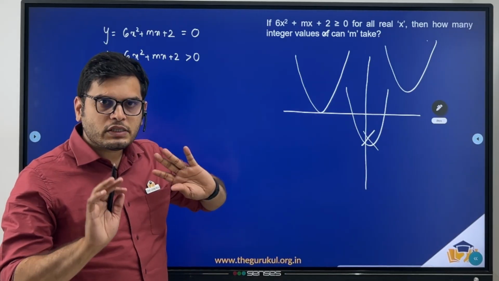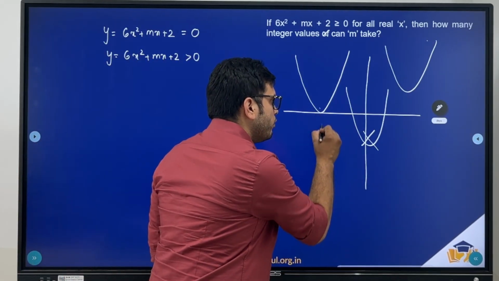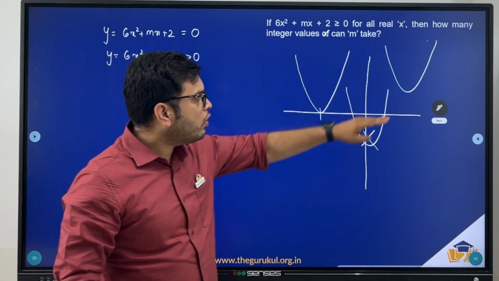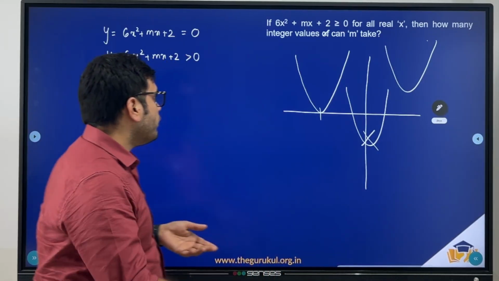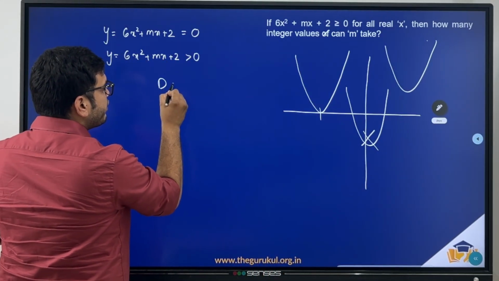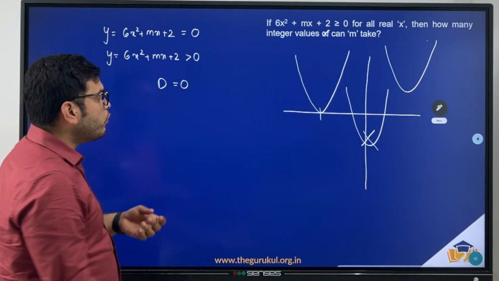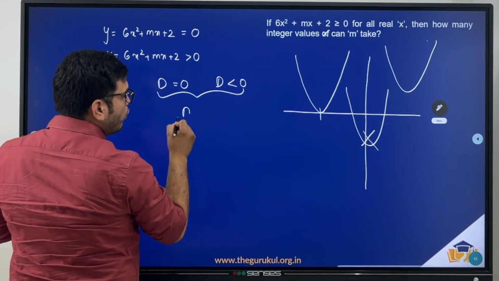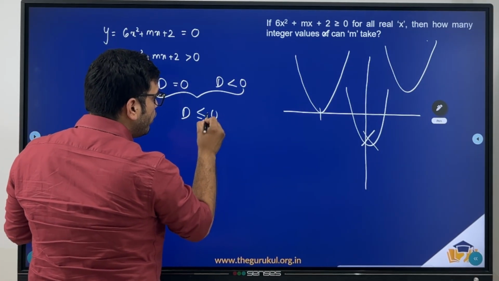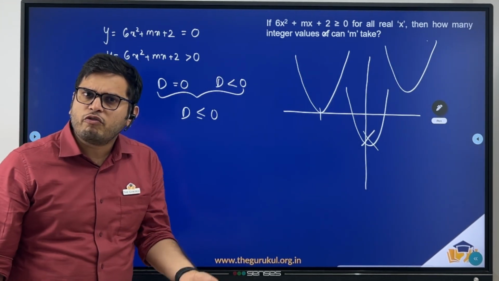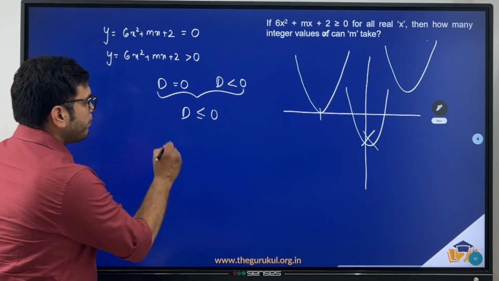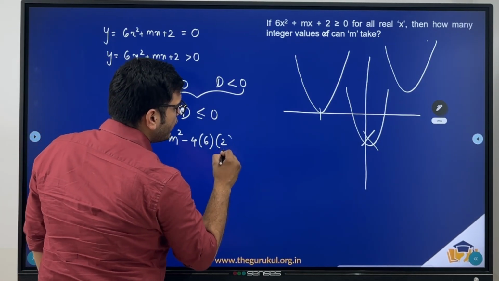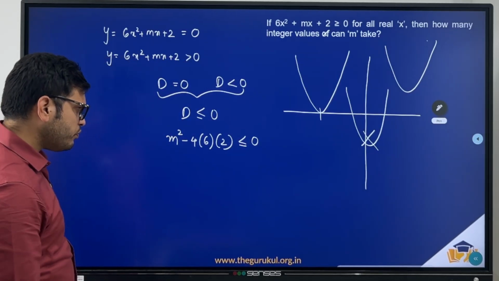So from the graph, we can understand that this equation should have either exactly one root. That means both the roots have to be equal, or no real roots, right? So for both the roots to be equal, your discriminant should be 0. For no real roots, your discriminant should be less than 0. Now combining these two, I can say that your discriminant should be less than or equal to 0. Now what is the discriminant? b square minus 4ac. Now we have b as m, so m square minus 4 into 6 into 2. This should be less than or equal to 0.